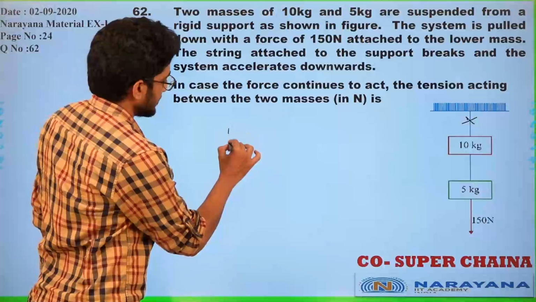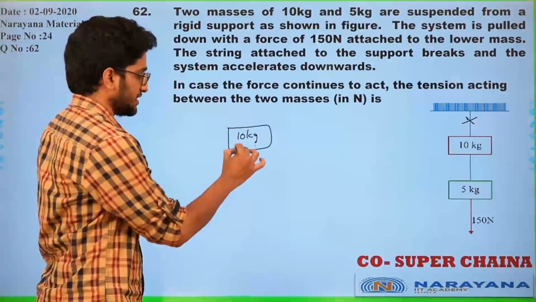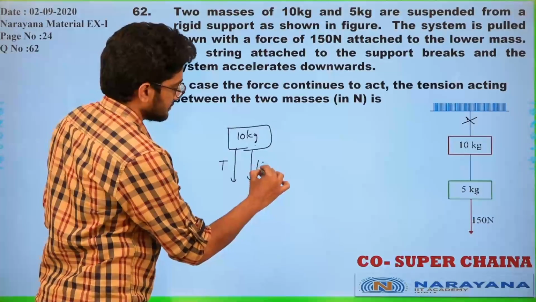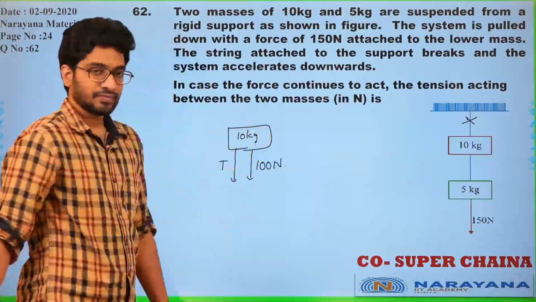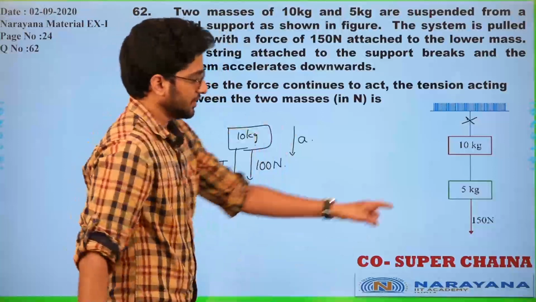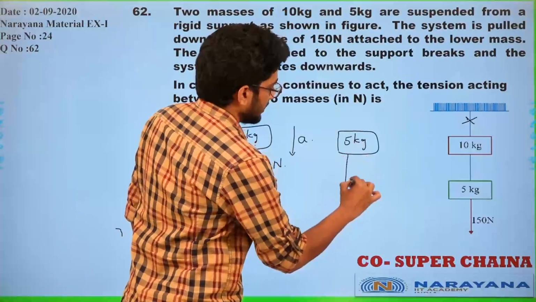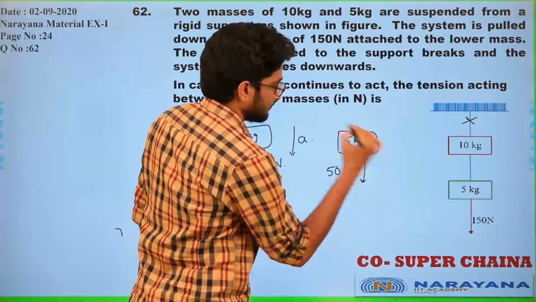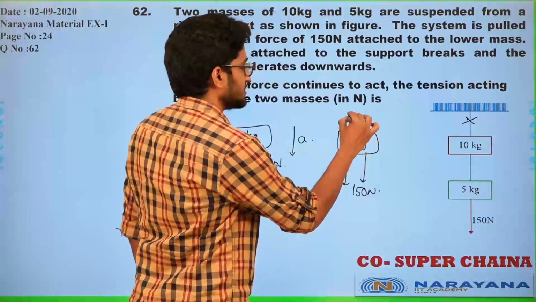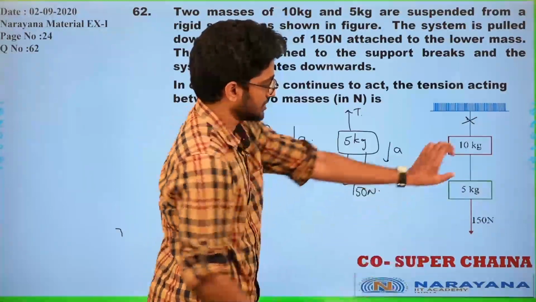force. So I just take free body diagrams of them. On the 10 kg block, what are the forces acting? There is a tension acting because of the string between them, and its weight is acting, m into g, 100 newtons. And what do I know? It has an acceleration a downwards. So let's say the acceleration is a. Next, on the 5 kg block, what are the forces acting? Its own weight m into g is acting, 50 newtons, plus the extra force of 150 newtons is also acting, and apart from that there is a tension acting, that is T upwards, and this is also moving down with acceleration a. They should move together because they are connected by a string.